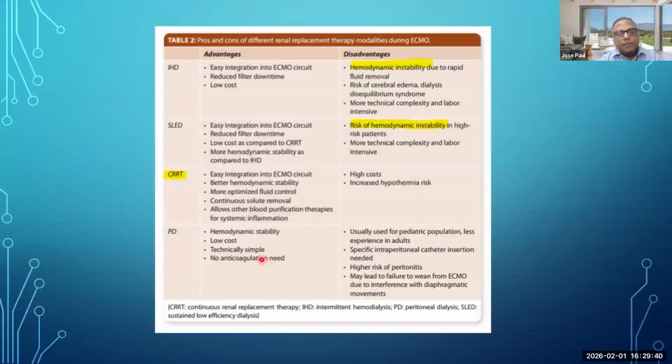Then PD is also another modality which is being tried on patients with ECMO, and it has low cost. Technically, it is simple, no anticoagulation, and good for the hemodynamics. And it is primarily used in the pediatric population, much less experience in adults. Again, there is a risk of peritonitis, and it may lead to failure to wean from ECMO due to interference with the diaphragmatic movements. So these are the various renal replacement therapies which can be combined with ECMO.